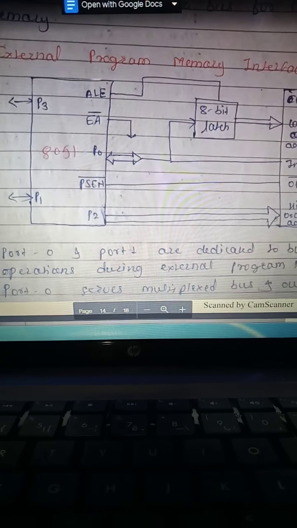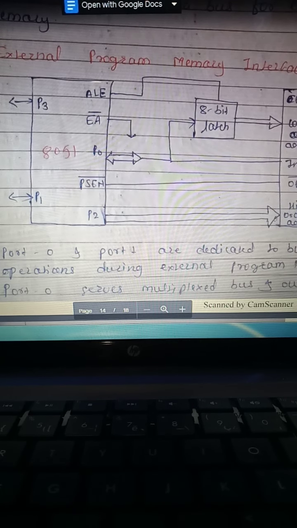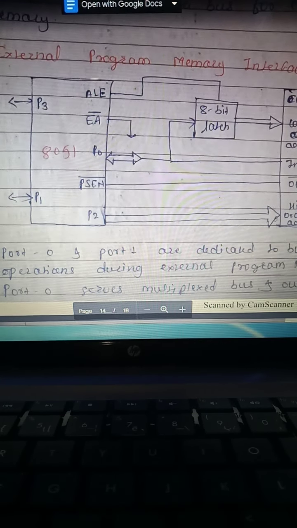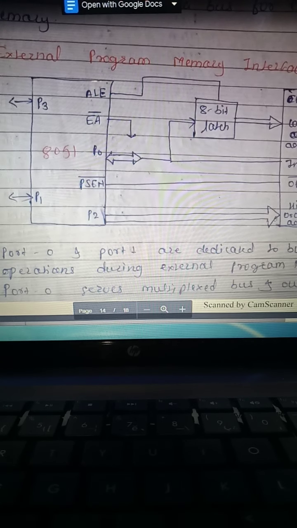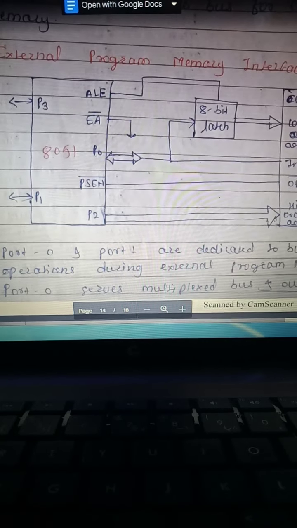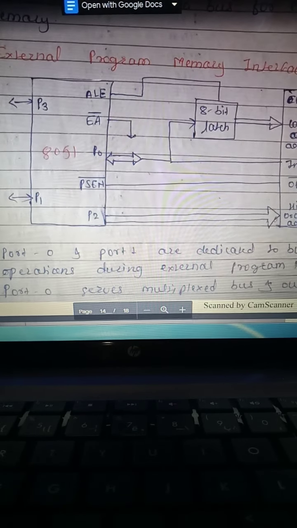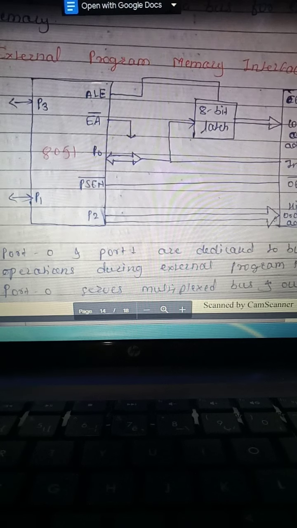So whenever it is program memory, then it is read only memory. Basically, port 0 and port 2 are used for the interfacing purpose. First, address latch enable is connected to an 8-bit latch. The external access bar pin is used. Program store enable is also there. So we need to find out the addresses for the address bus.